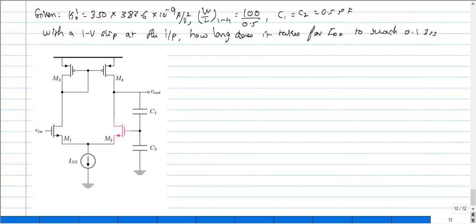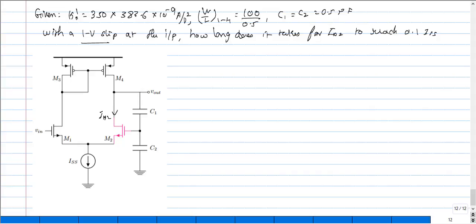So let us do a final problem based on the slew rate. I have given some information, and I want you to calculate, when a step of 1 volt is applied at the input, how long the circuit takes for the current ID2 to reach 0.1 times the ISS value. Now how would we proceed? We already know the value of the tau factor and all those things, but the point is how would we address this particular problem?